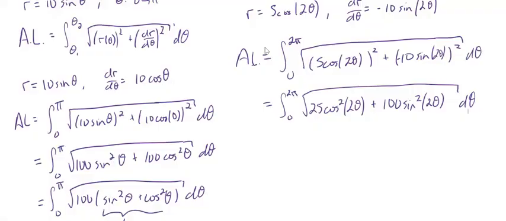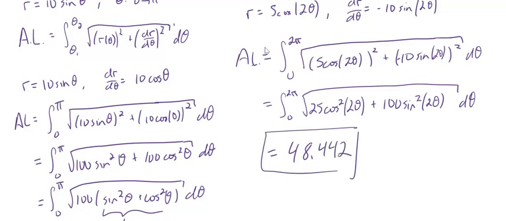And I get 48.442. Now I always want to check and see if it divides by pi easily. Divided by pi. And this one, it doesn't. So I'm just going to roll with the 48.442. So I'm going to come back here and write equals 48.442. Put a big box.